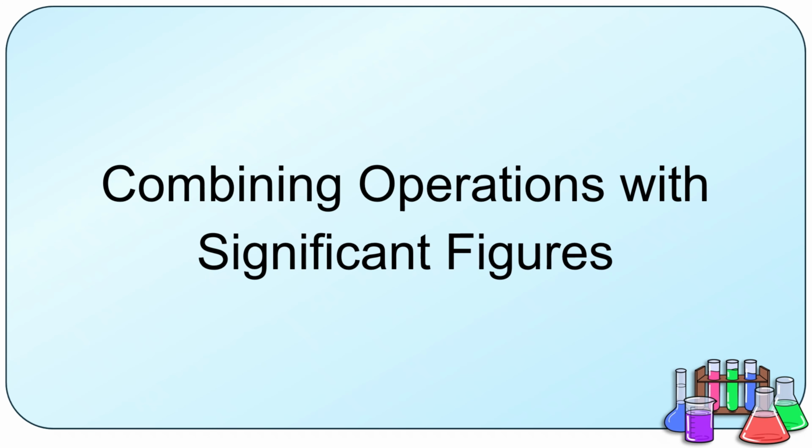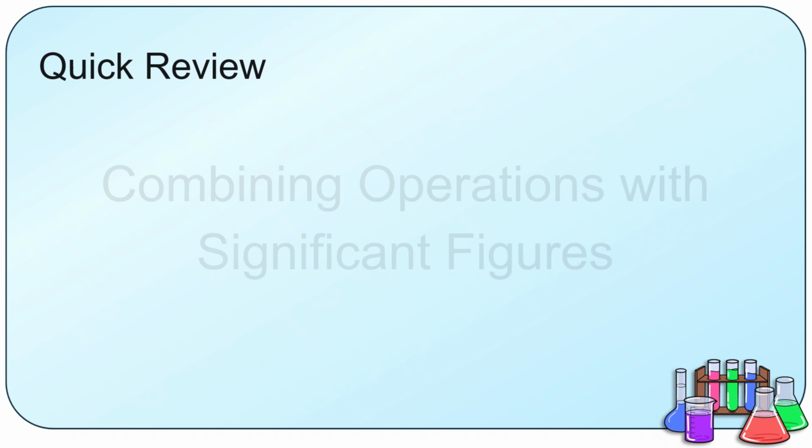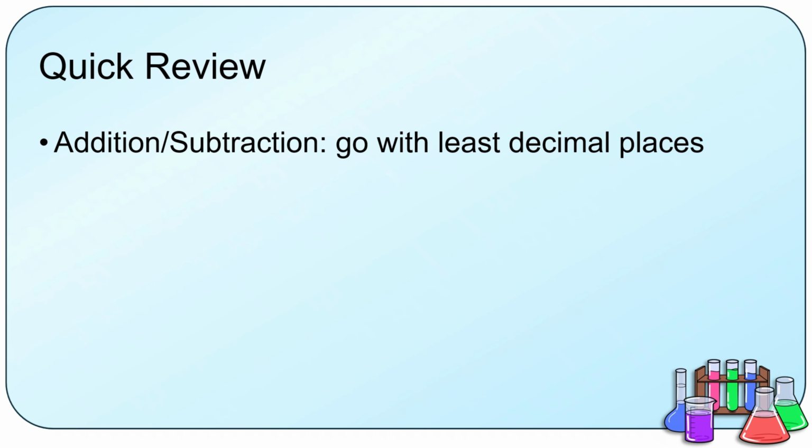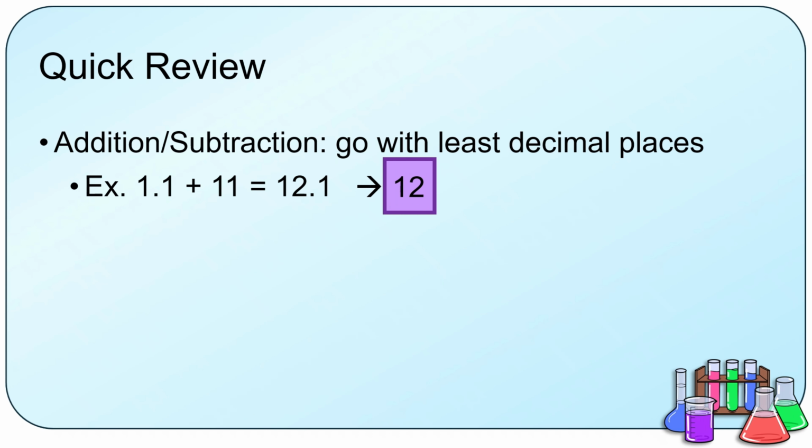Hi everyone! In this video, let's learn how to use significant figures when there are multiple steps in your math problem. For a quick review, remember that when you do addition or subtraction, significant figures in your answer will go with the least number of decimal places. In this example, 1.1 has 1 decimal place and 11 has 0 decimal places, so I want my answer to have 0 decimal places. I'll round my answer to 12.